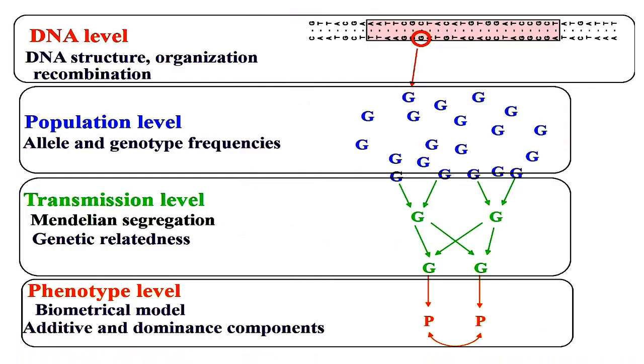Finally, this slide presents a flow chart from the phenotypic level to the DNA level. As we show, the phenotypic level studies the biometrical model and additive and dominance components, while the transmission level studies Mendelian segregation and genetic relatedness, whereas the population level studies allele and genotype frequencies. On the other hand, the DNA level studies DNA structure, DNA organization, and DNA recombination.